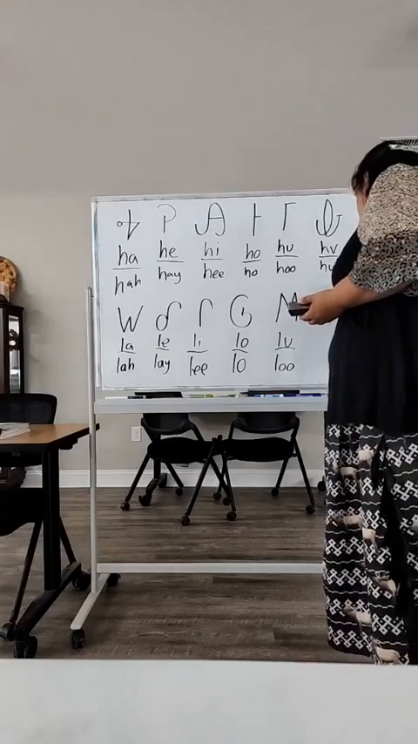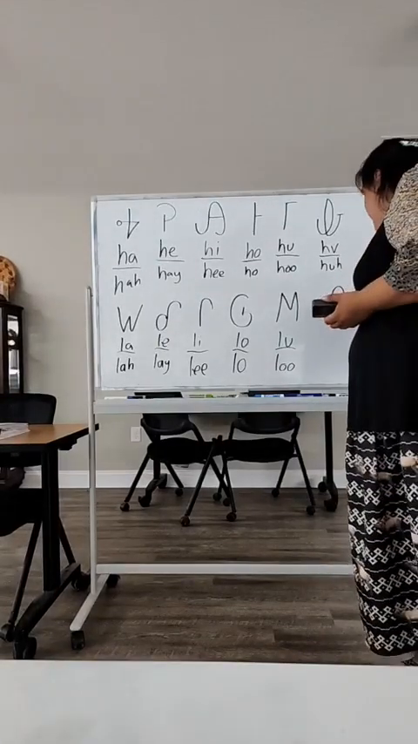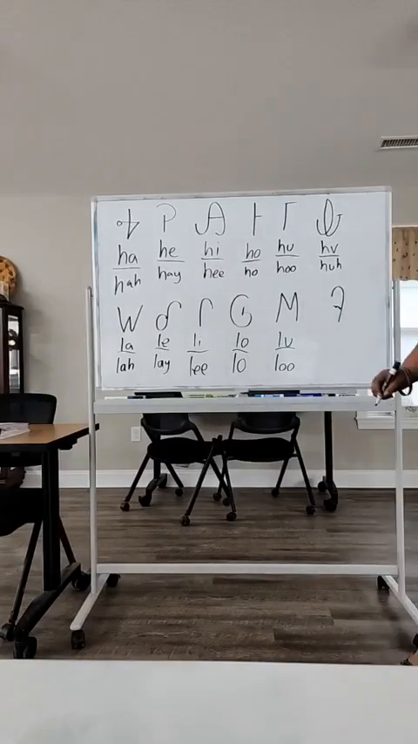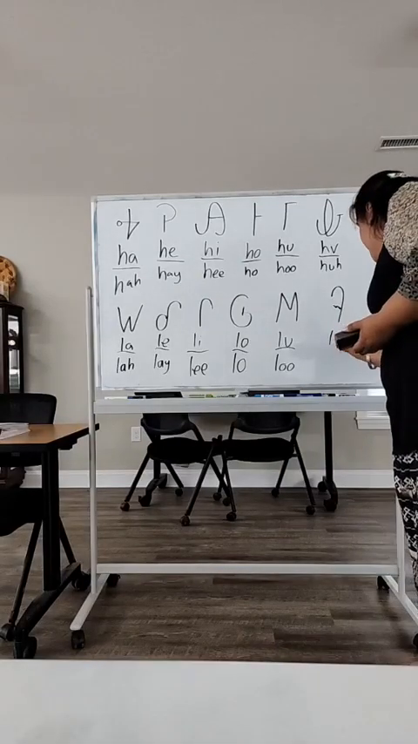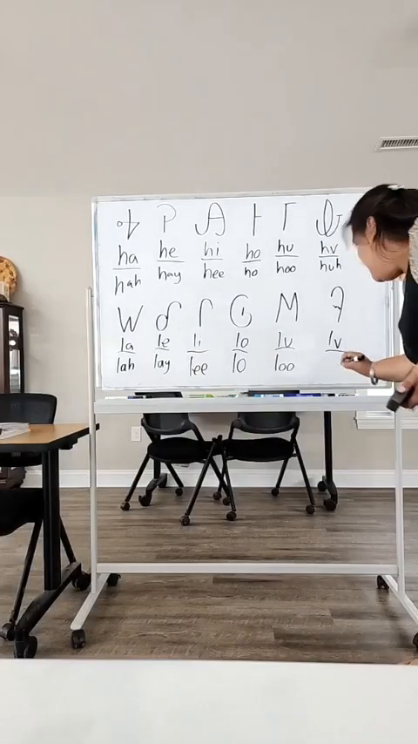What's next? Lung. Backwards Lee, right? Backwards Lee has a broken arm on the side. There's your phonetic, and it says lung.